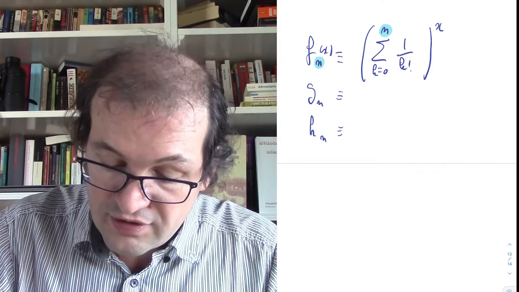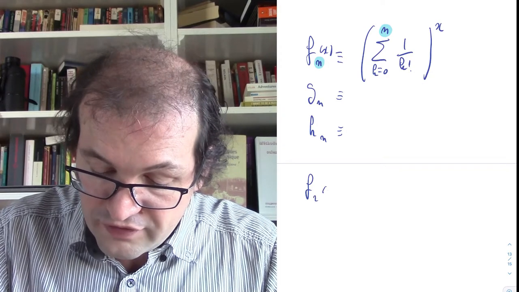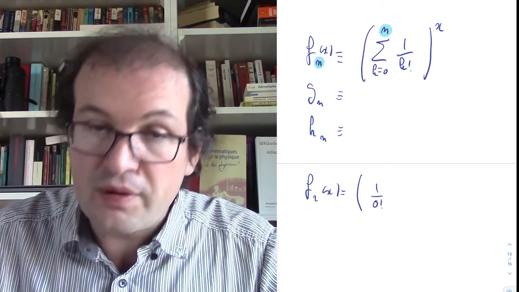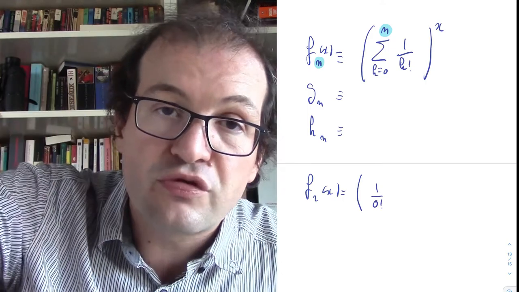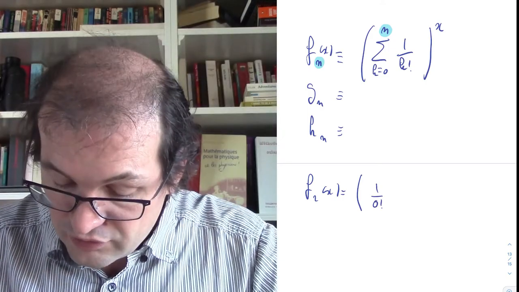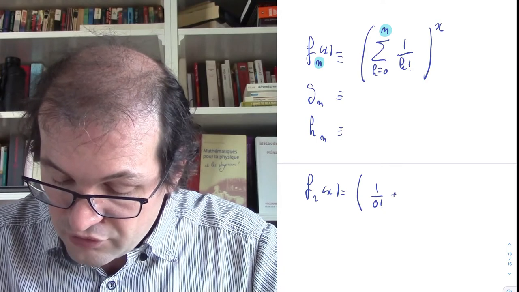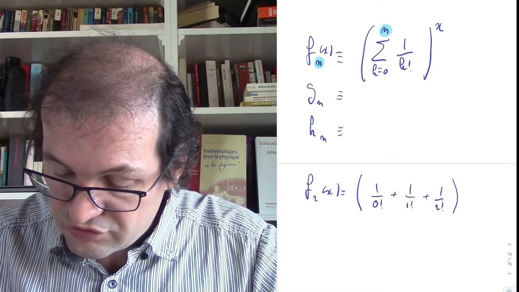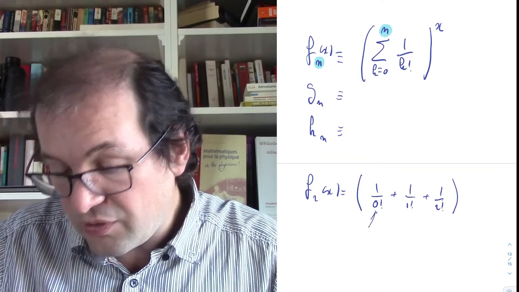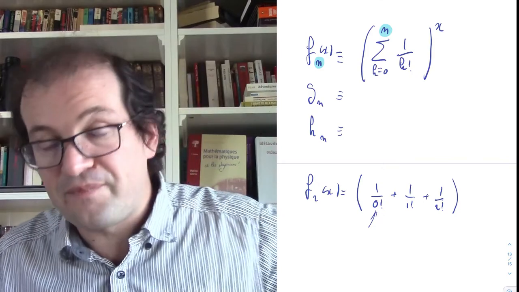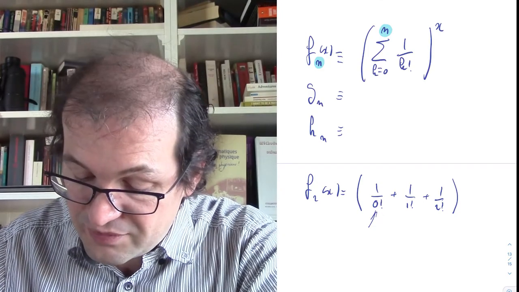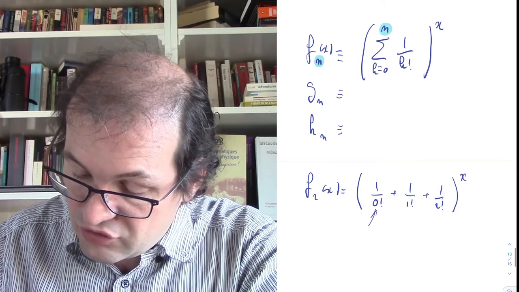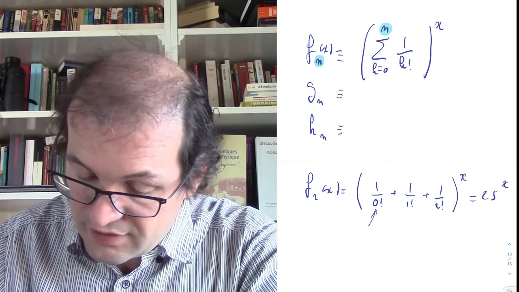I've got f1, f2, f3. So let's look at f2 of x, for instance. This is by definition 1 over 0 factorial. Remember, the factorial is the product of consecutive integers. So that's 1 over 0 factorial, which is 1, plus 1 over 1 factorial, which is also 1, plus 1 over 2 factorial, which is 2. In this case, the factorial safeguards us against division by 0. So it's 2.5. Okay, so f2 is 2.5x.